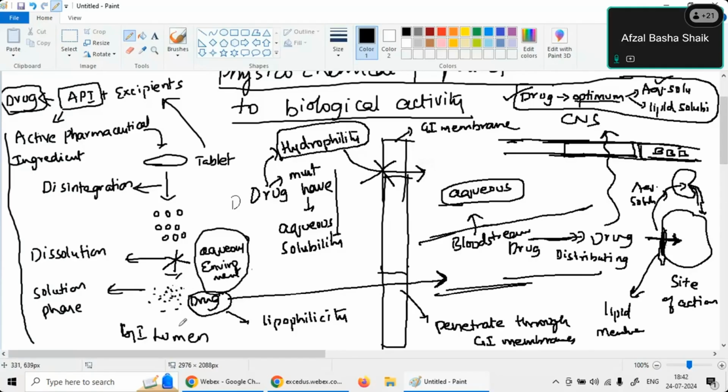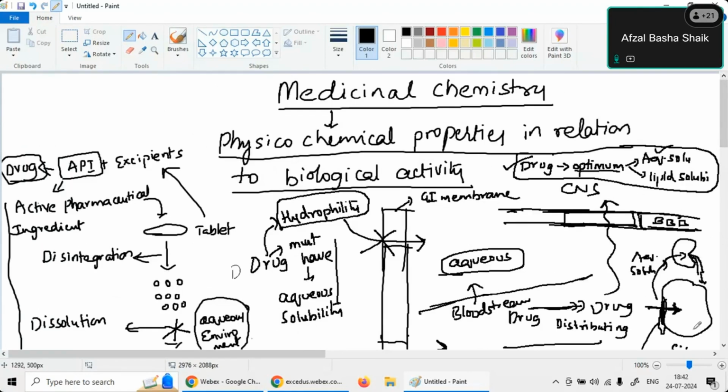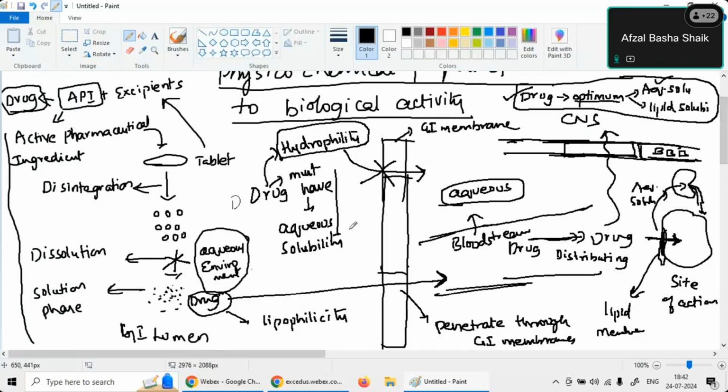It will get eliminated through the feces. It never enters the bloodstream. So one important thing, in order to show all these pharmacokinetics, that is absorption, distribution, metabolism, which occurs in the liver, followed by, after absorption, distribution, action, it will show metabolism, and finally elimination.